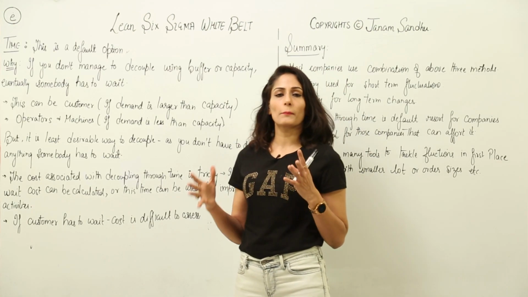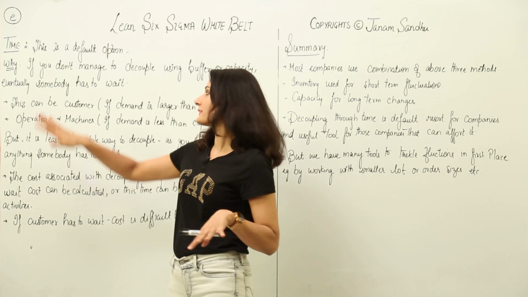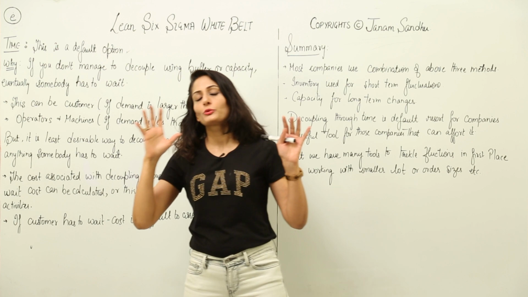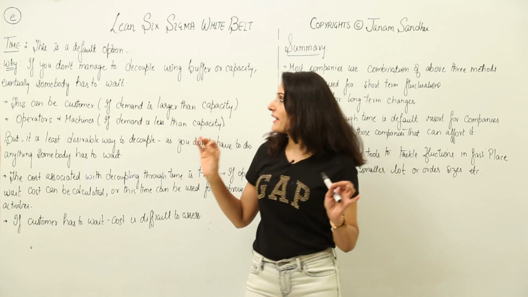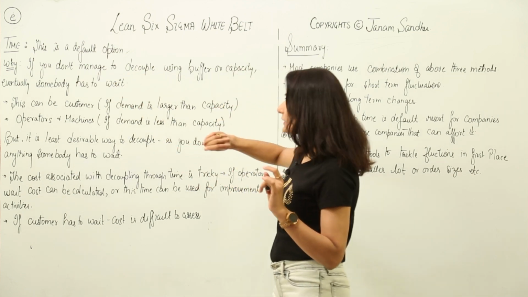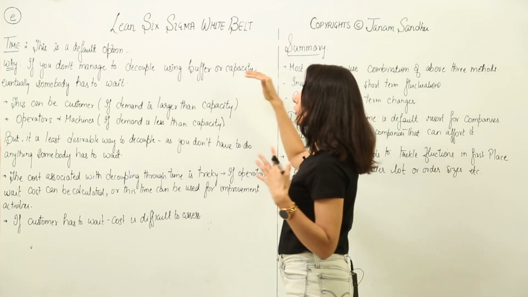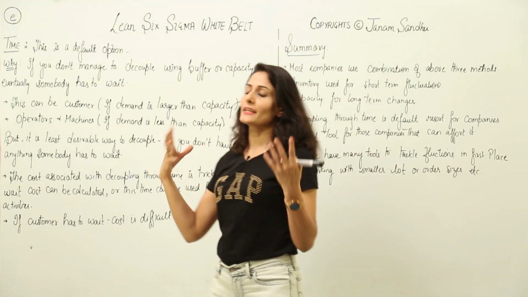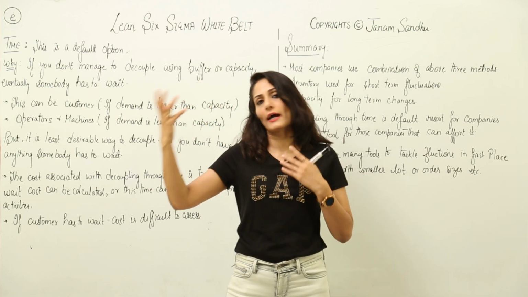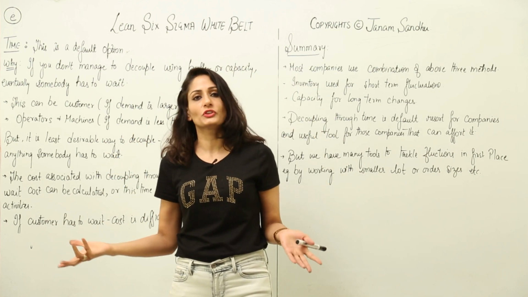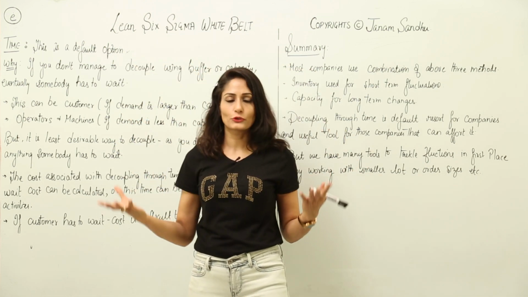The third way to decouple fluctuation, besides inventory and capacity, is time. But to be very honest, time is a default option, right? If you cannot manage to decouple using a buffer, that is, having extra inventory or capacity, then eventually somebody has to wait. Either it's your customers or it's your operators or your machines. So it's just a default option. Nobody does it by choice.